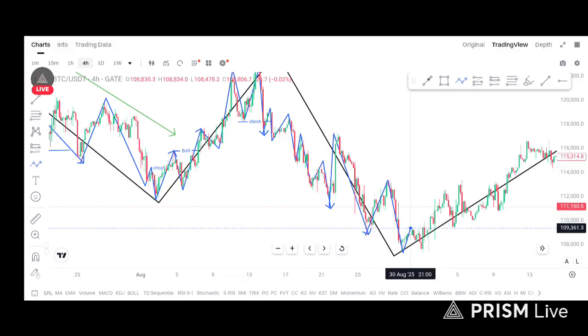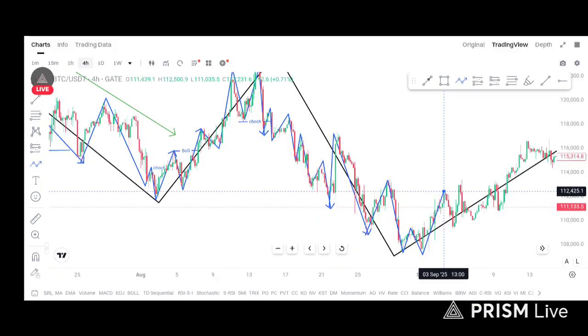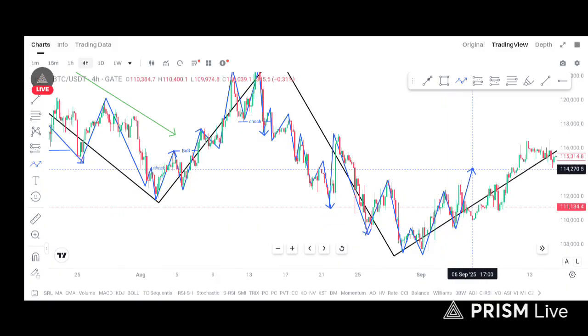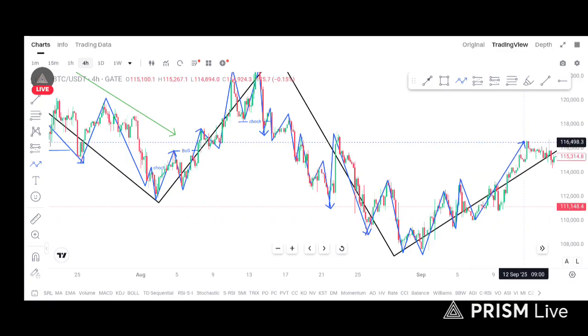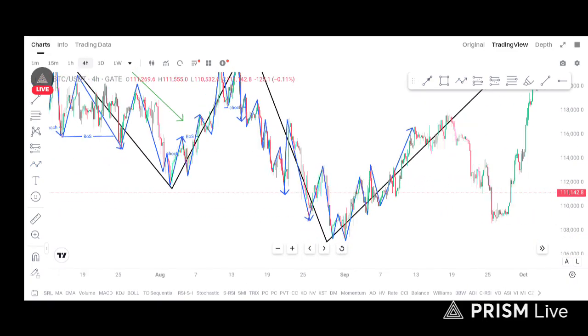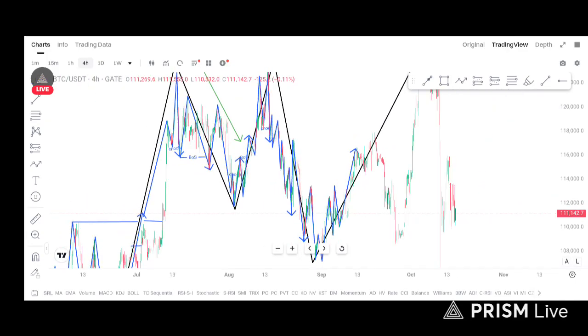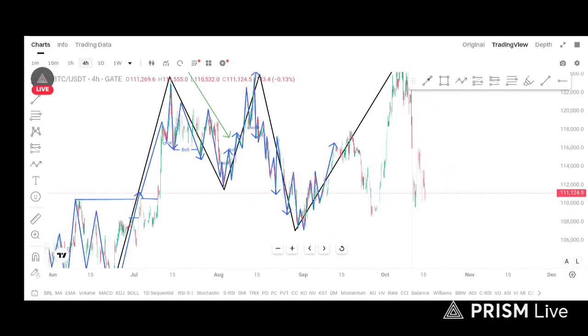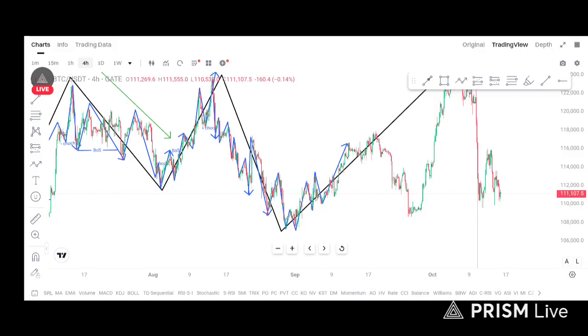and boom, it changed. It gave you a change of character, gave you another break, and what are you seeing? The market has started going in the opposite direction. Very, very simple. These ones are internal structure. So tomorrow we are going to be looking into internal structure and external structures.